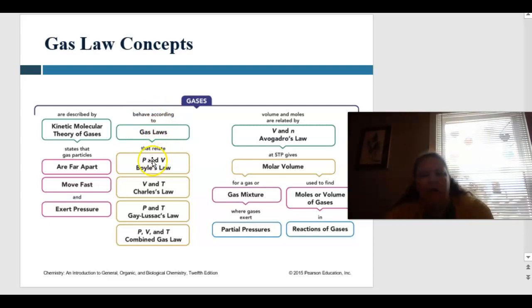That's going to be Boyle's law. Volume and temperature, that's Charles' law. Pressure and temperature, that's Gay-Lussac's law. Combining them all together would be the combined gas law, where the volume and moles are related, V and n, using Avogadro's number, where at STP it gives us the molar volume. So for a gas mixture, the gases are going to exert partial pressures, and they're used to find the moles or volumes of gases in the reaction.